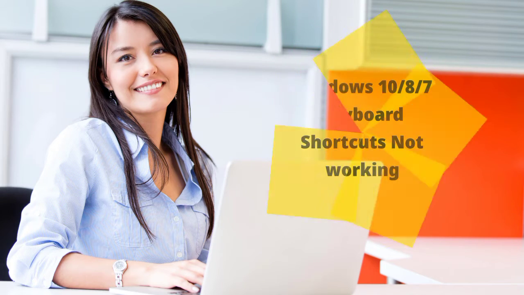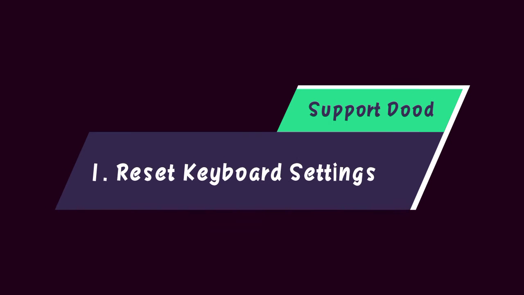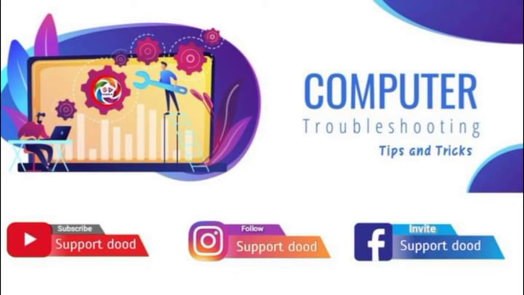If your keyboard shortcut keys are not working in any version of Windows, here are solutions. Number 1. Reset keyboard settings. How to? Let us see. Navigate to Control Panel, then choose Add a language.